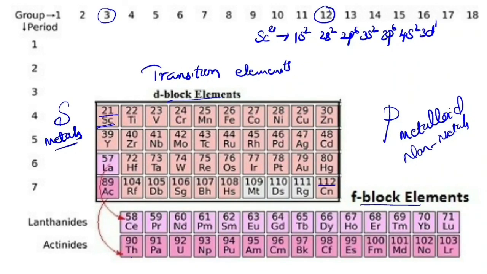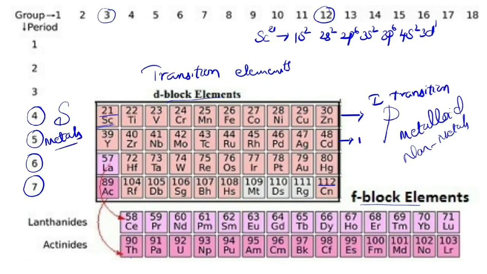Here we have these transition elements placed in groups 4, 5, 6 and 7. The first 4d period is known as the first transition series, and the second one, which is varying from 39 to 48, is known as the second transition series.